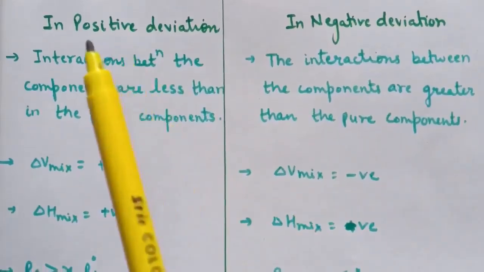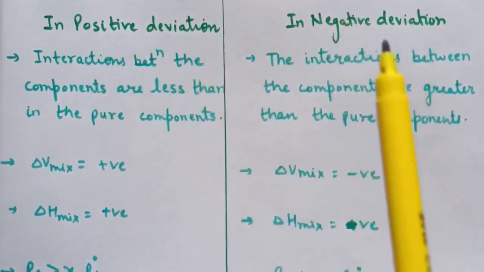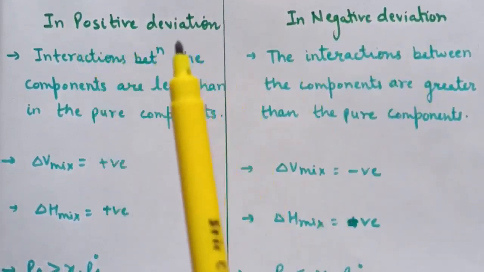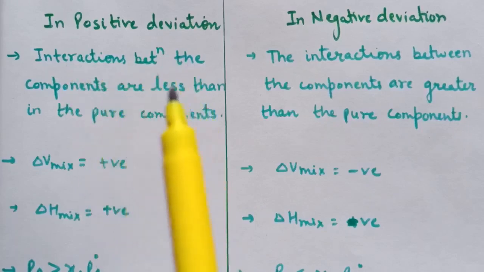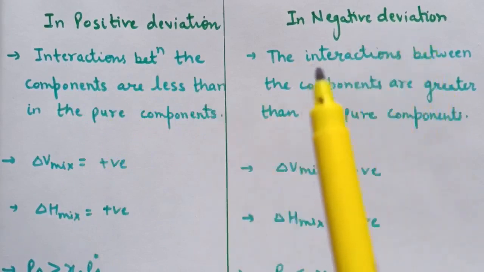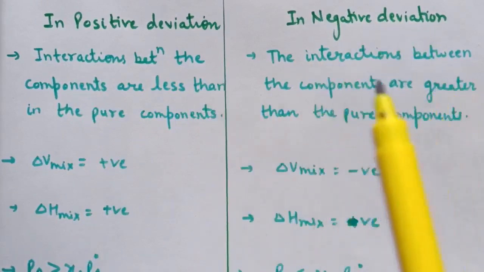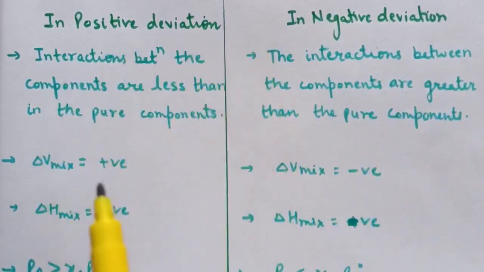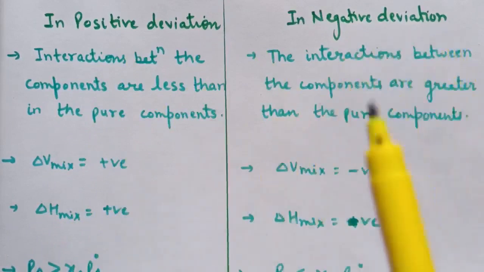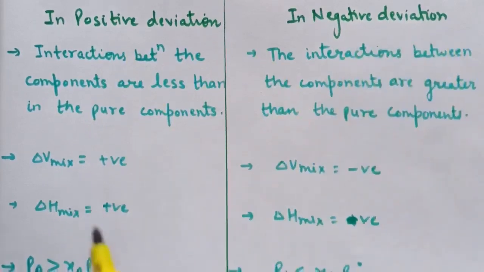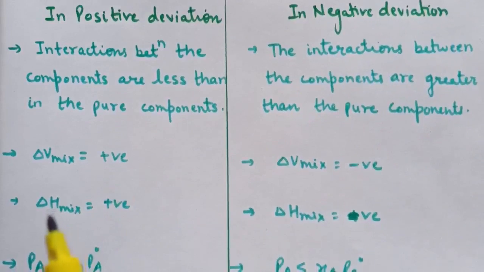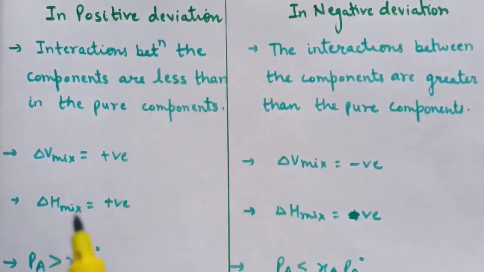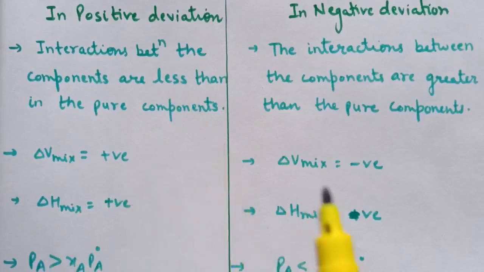Now here are some differences between positive deviation and negative deviation from Raoult's law. In case of positive deviation, the interaction between the components is less than in the pure components. And in case of negative deviation, the interaction between the components is greater than in the pure components. Second, in case of positive deviation, delta V mixing is positive, and in case of negative deviation, delta V mixing is negative. Third, if we talk about enthalpy of mixing, in positive deviation the value is positive, and in case of negative deviation, the enthalpy of mixing is negative.